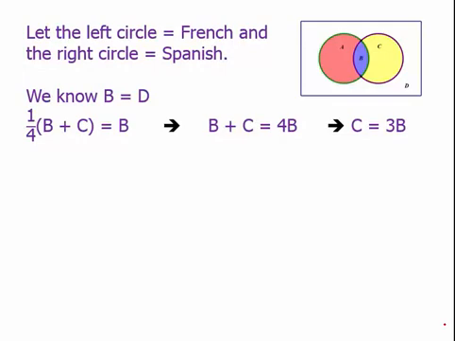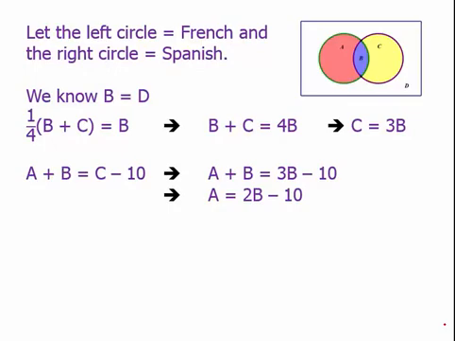Okay, so let's think about A. The final sentence is that the total number who study French is 10 fewer than those who study Spanish only. So the total number who study French, A plus B, is 10 fewer than Spanish only. Spanish only is C. So A plus B equals C minus 10. So now we're just going to plug in C equals 3B and subtract B from both sides. So A equals 2B minus 10. So now we've expressed A, C, and D all in terms of B.